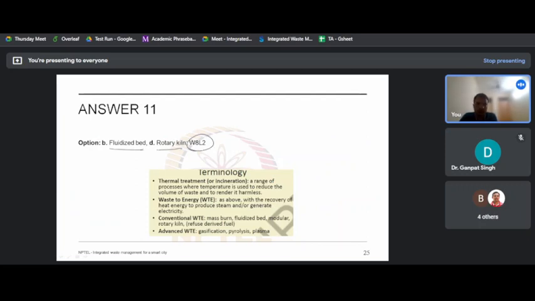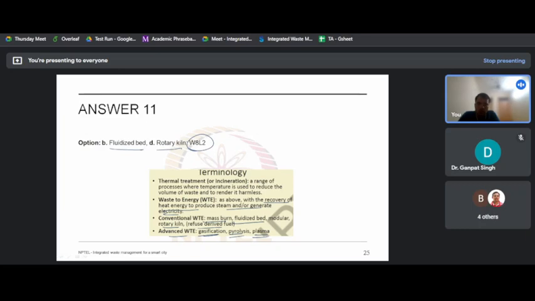Students can refer to the second lecture of this week. Waste to energy plants are intended for the recovery of heat energy and to generate electricity. Conventional waste to energy will have mass burn, fluidized bed, and rotary kiln, where we try to use refuse derived fuel. And advanced waste to energy will have gasification, pyrolysis, and plasma.